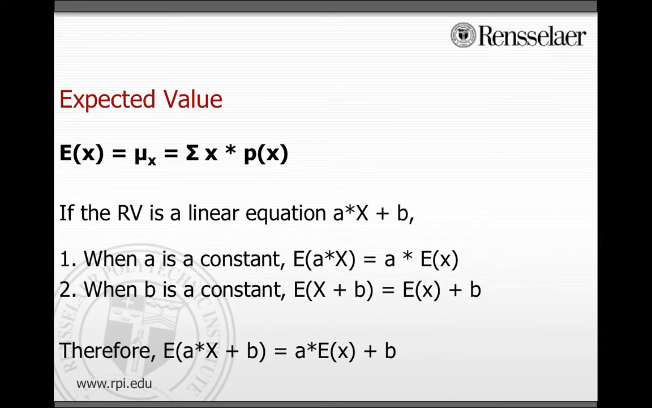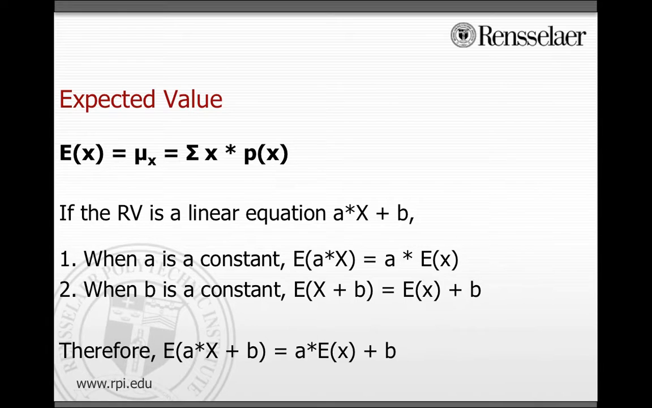Using these functions, we can calculate descriptive statistics about the population. Using the PMF, it is possible to get the expected value, or average, using this equation in bold. In cases where you want to find the expected value, but the random variable is a linear function, such as ax plus b, where x is your discrete random variable, and a and b are constants, you can apply these 2 rules to find the expected value.